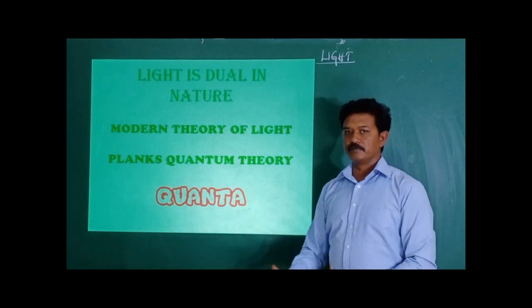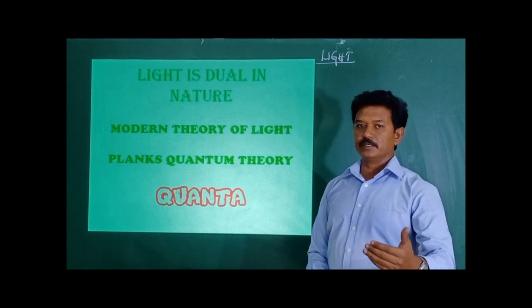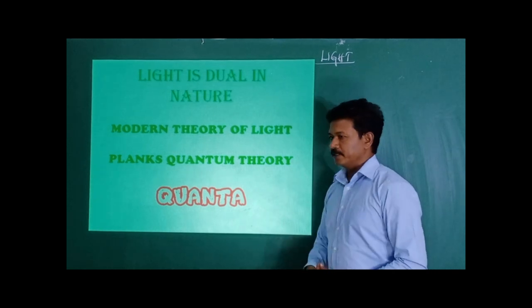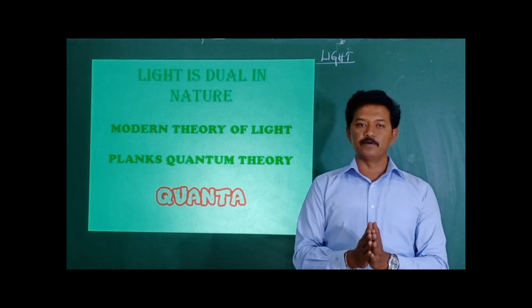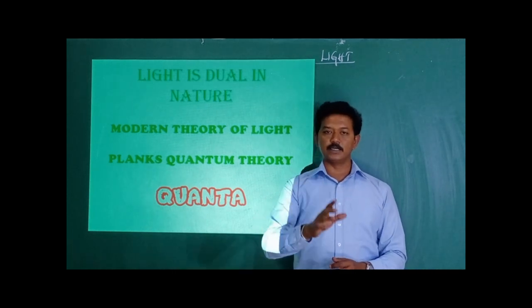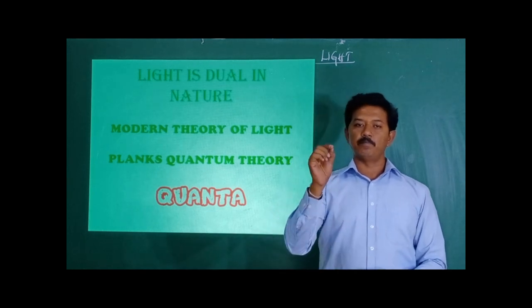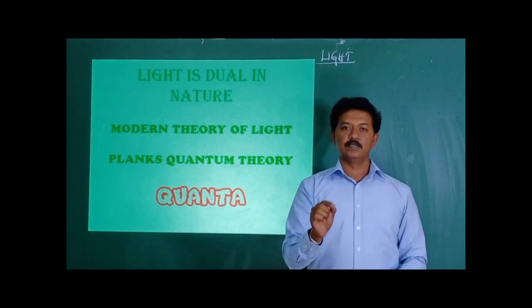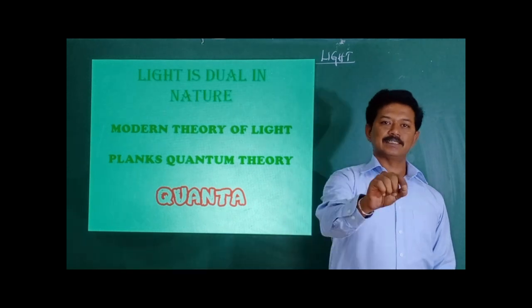A modern theory of light, what we study nowadays. That's called Planck's quantum theory, right? So according to Planck's quantum theory, light is made up of very small tiny particles called quanta. These quanta are small packets of energy, and the energy carried by these quanta depends upon the frequency of that type of radiation.